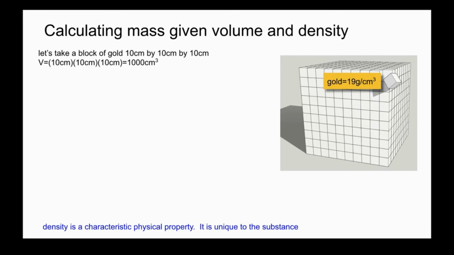So let's take a simple example. In movies, you frequently see someone pick up a large brick of gold. So I'm going to give you a block of gold that's 10 centimeters by 10 centimeters by 10 centimeters. This gives us a volume of 1,000 cubic centimeters. If we look at a single cube of 1 centimeter cubed, we can see that 10 by 10 by 10 means we have 1,000 of these.